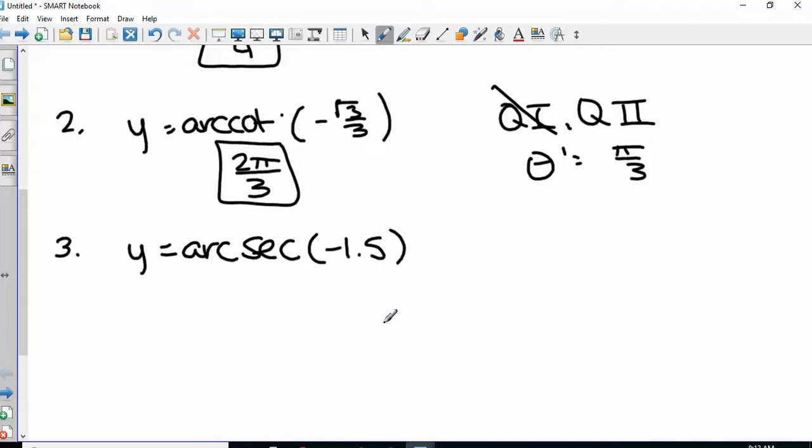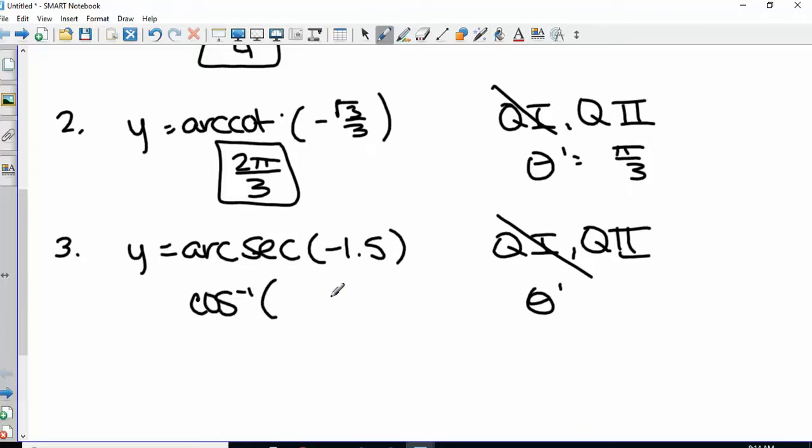Number 3. Arc secant of negative 1.5. So when I see arc secant or secant inverse, that's like cosine, so it could be 1 or 2. It's a negative, so we're in quadrant 2. Reference angle. Do we know when secant is 1.5? No. So remember, you could think of this in terms of cosine. That means cosine is 1 over that. We're going to use the calculator. We talked about how sometimes the calculator will give you the wrong answer, so it's important to only put in the positive when you're doing this.